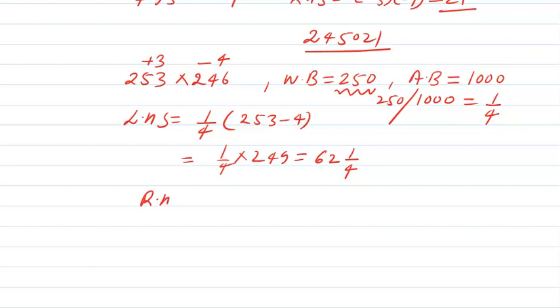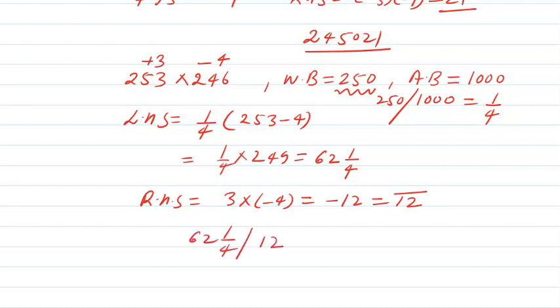What will be the right hand side? In this case, the right hand side will be 3 into minus 4, that is equal to minus 12. And I hope by now you are clear that we follow a convention of writing the negative number by putting a bar over it. So the answer is 62 1 by 4 on the left hand side, and 12 bar on the right hand side. But that can't be the answer, right? Because this is not making any sense to the general audience.